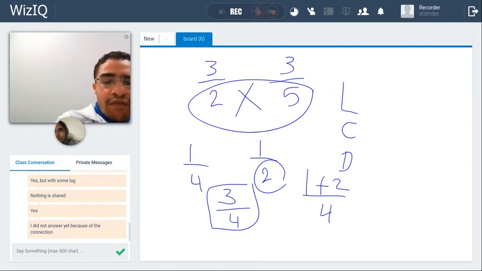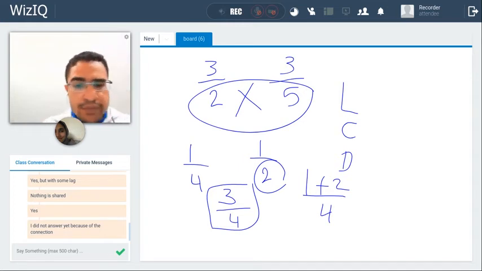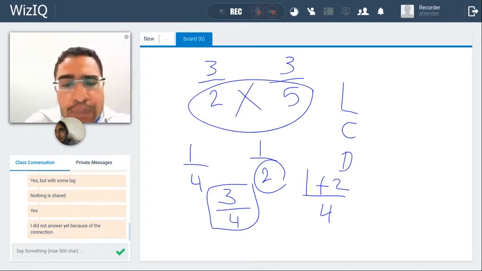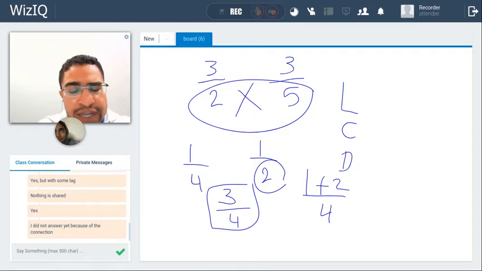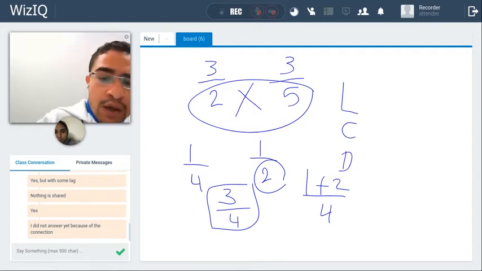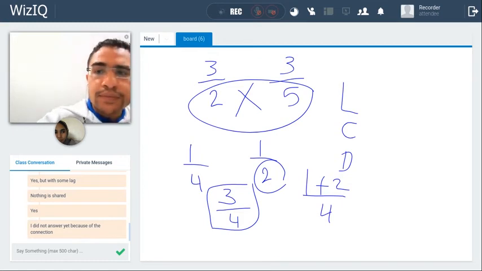Now, sometimes you have a problem that deals with percent. What do you think is the best number to pick when you have percent problems? Yeah, that would be 100.